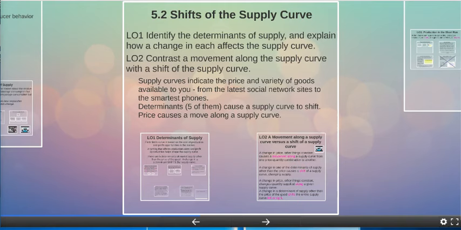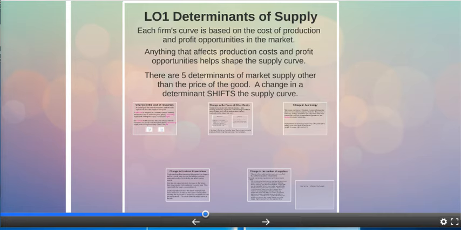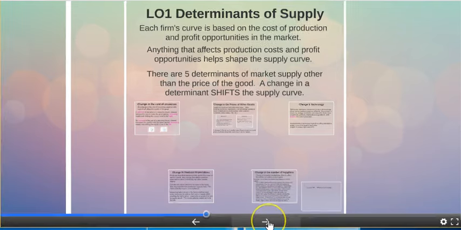So a change in the determinants can cause the supply curve to shift. This contrasts with the change in price, which causes a movement along a supply curve. So our determinants. Each firm's curve is based on the cost of production and profit opportunities in the market. Anything that affects production and profit opportunities helps shape the supply curve. There are 5 determinants of market supply other than the price of the good. A change in the determinants shifts the supply curve.